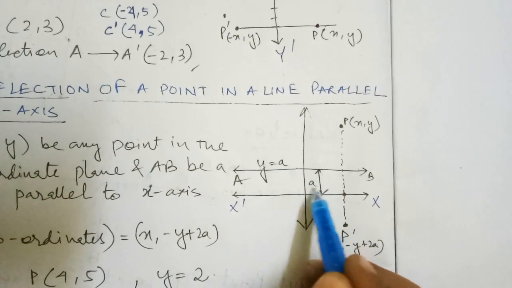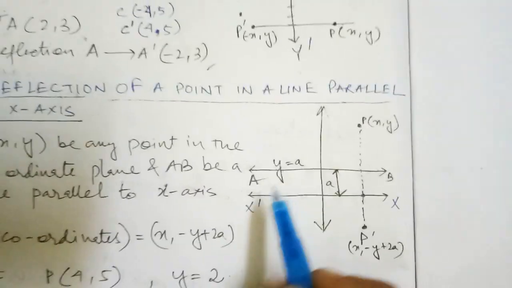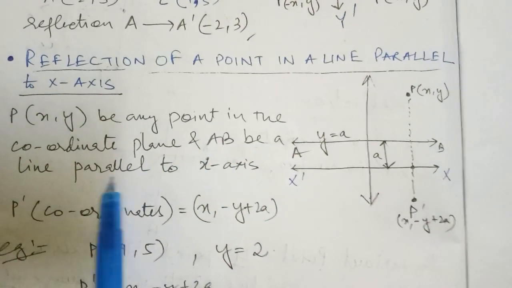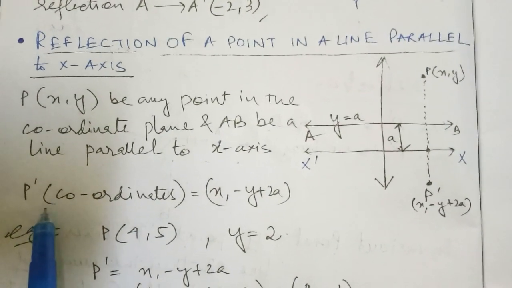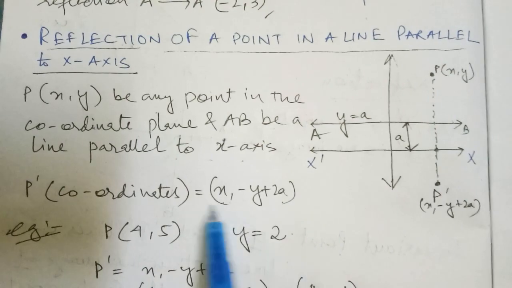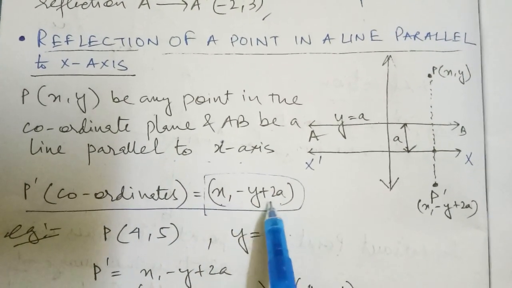For making you understand, I have written a value. That means the y value will be a. See, if P is a point in a coordinate plane and AB is the line parallel to the x-axis, then the coordinates of P dash will be x comma minus y plus 2a. This is the formula: x comma minus y plus 2a.